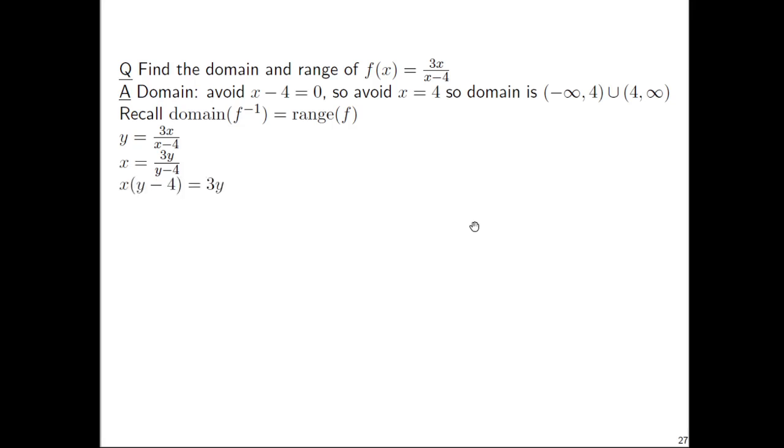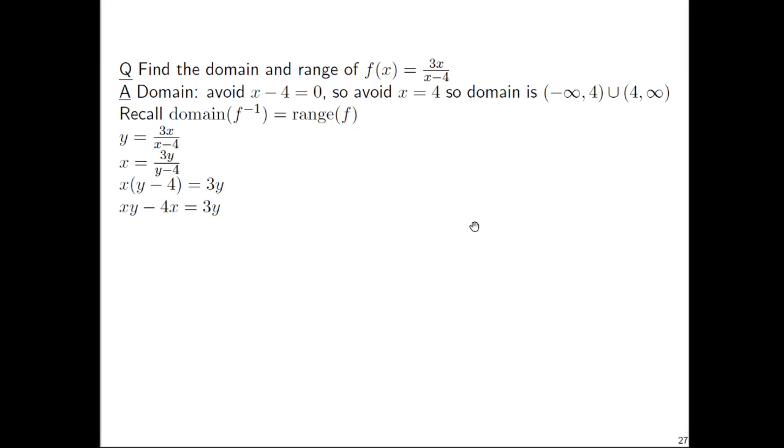To do that, let's multiply by the denominator on both sides. Standard thing when you have an equation with fractions: let's not have fractions. So multiply both sides by y minus 4, and you have x times the quantity y minus 4 is equal to 3y. Now, there are y's on both sides. We need to solve for y. How about we distribute x on the left side. So xy minus 4x is equal to 3y.